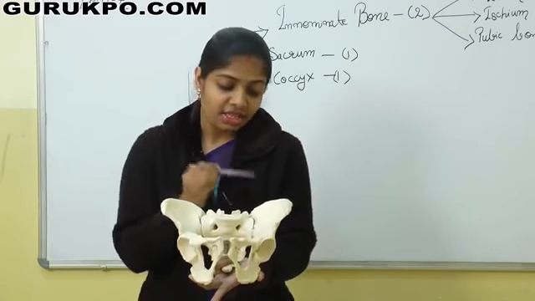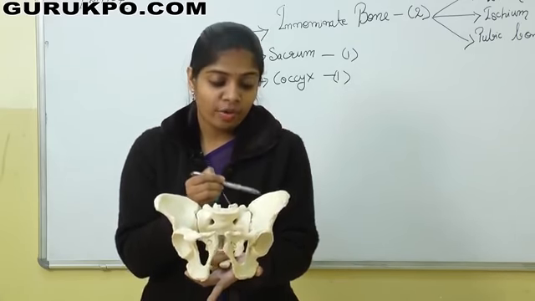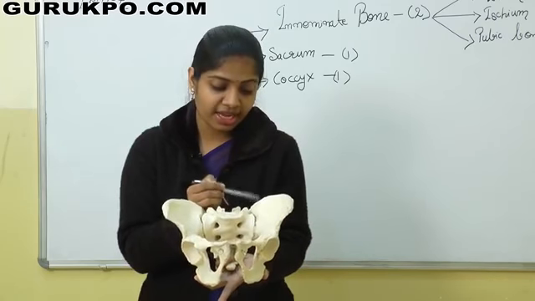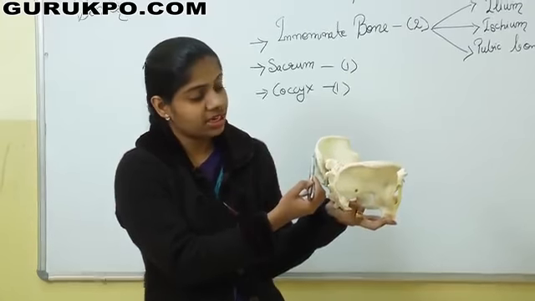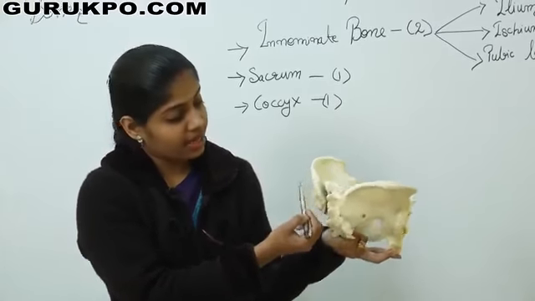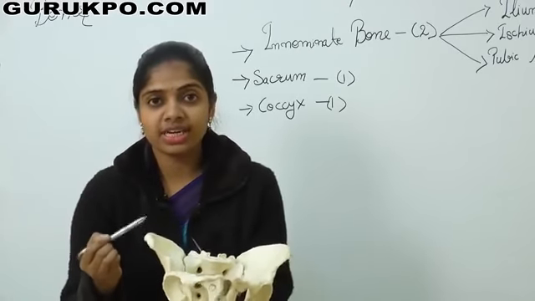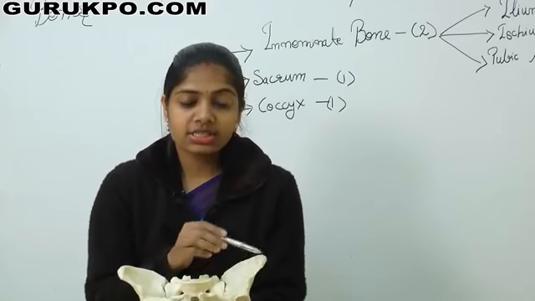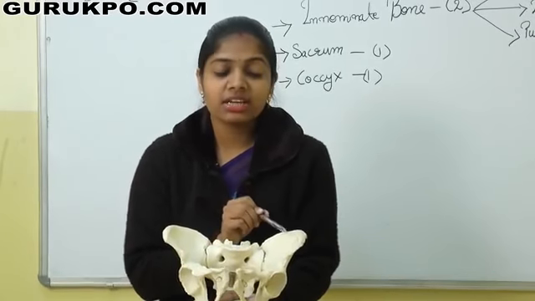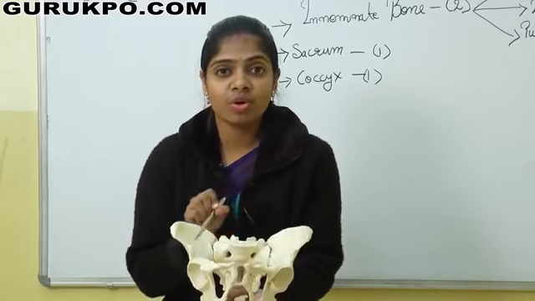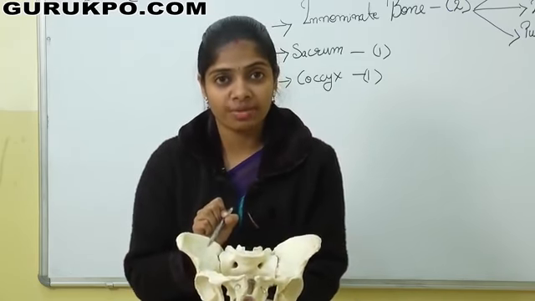In the same way, in the posterior region the spines are also present, known as the posterior superior iliac spine and the posterior inferior iliac spine. This is the spine of the ilium. Then we can say that the ilium is the largest bone of the two innominate bones.